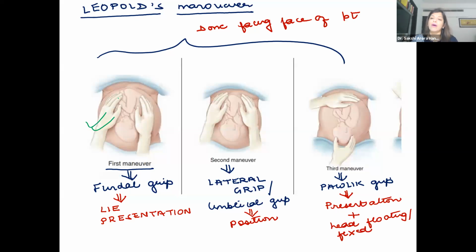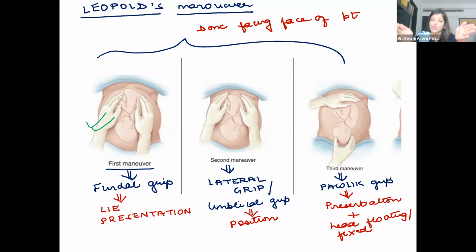Then it tells you about presentation. How does the first grip tell you about presentation? Most of the time, the presentation is cephalic. And obviously, if it's a cephalic presentation, the head will be down, and it is the buttocks which will be towards the fundus of the uterus. The feel of the buttocks is broad, soft, irregular, nodular. So if you are getting a broad, soft, irregular, nodular feel, that means you are feeling the buttocks, and that means it is a cephalic presentation, right?